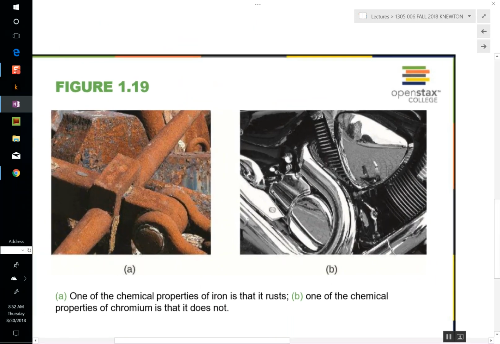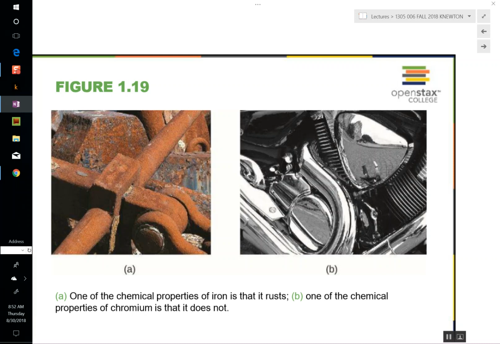All right, so iron rusting is a chemical property. That's a chemical property of iron. Rust is iron oxide. It's a new material. It behaves differently than iron. It flakes off, and your chunk of iron starts disappearing as the rust falls off of it. That's a new material.